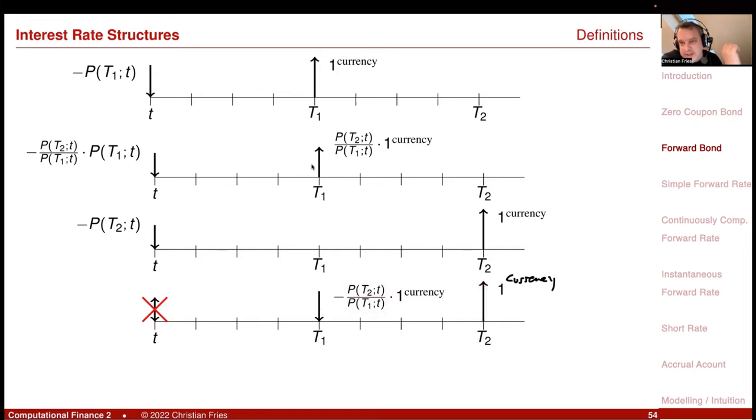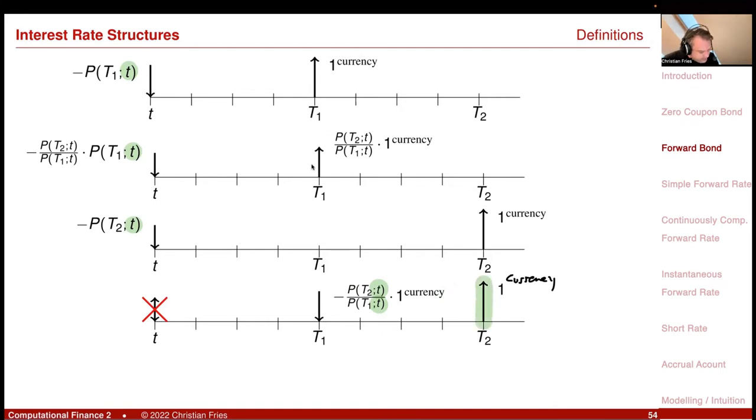But there is a crucial difference in this construction: the quantities are all observed in little t. I made the contract in little t, but all the cash flows are moved to the future. This means that, just by observing the zero coupon bond price curve, I can observe interest rates for future time periods, because this is what I invest at T1, and this is what I receive back.